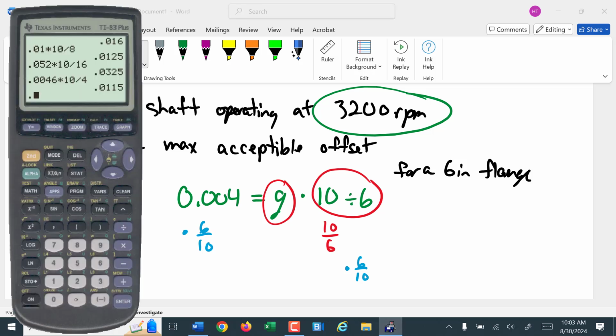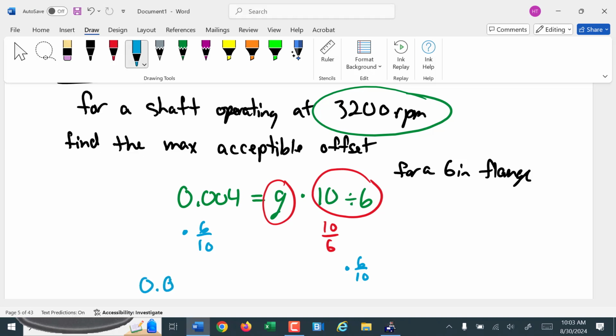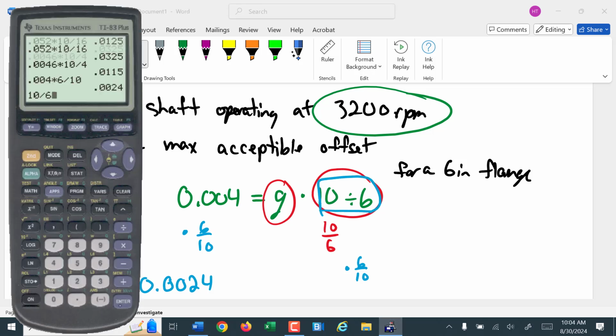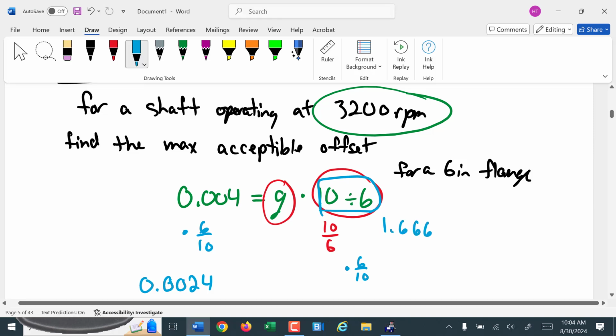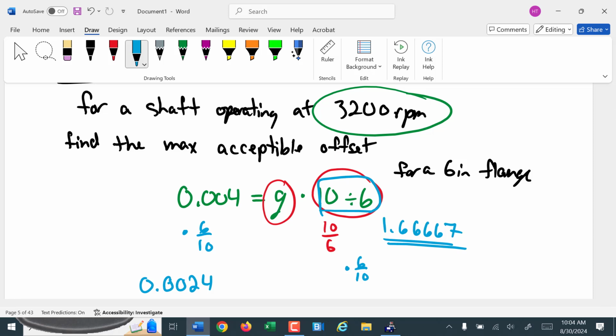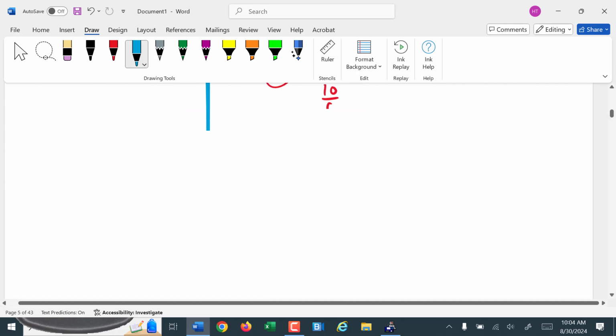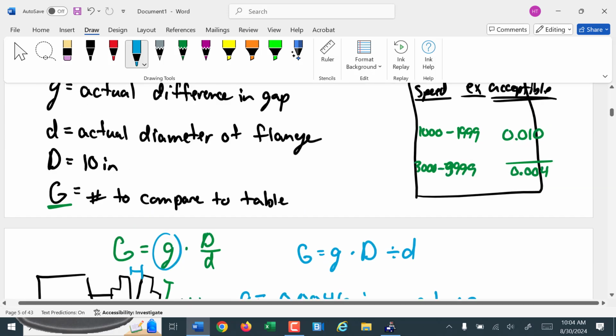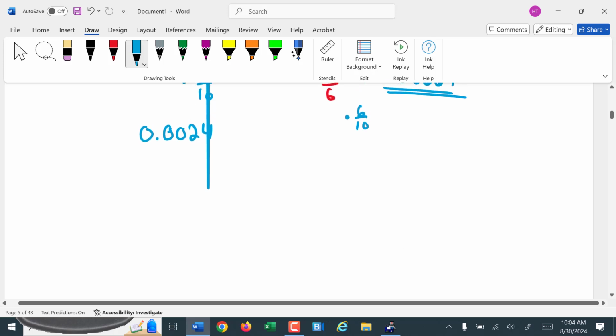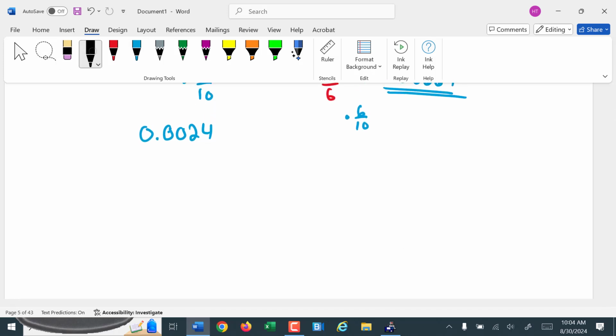So the reason why that's easier is if we divided 10 divided by 6, we're going to get 1.66666. Still be acceptable as long as you go out to at least 5 or 6 decimal places. But here we can just take the 0.004 times 6 divided by 10 to get 0.0024. If you had divided this out, 10 divided by 6 gives you 1.66667. Go to at least 5 decimal places if you're going to do that.